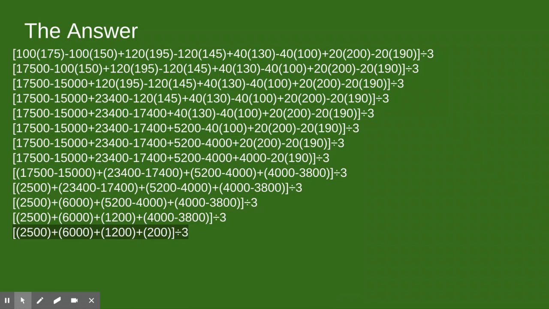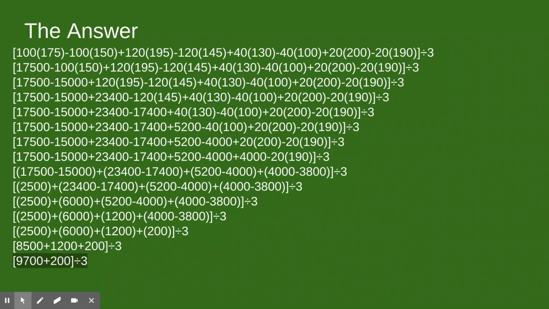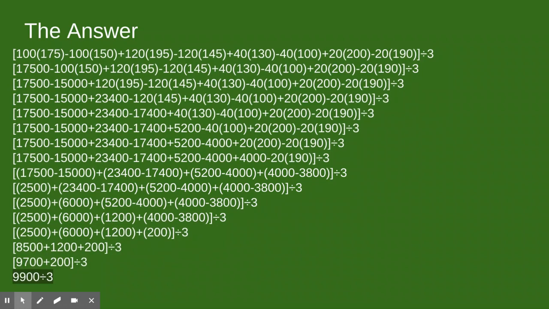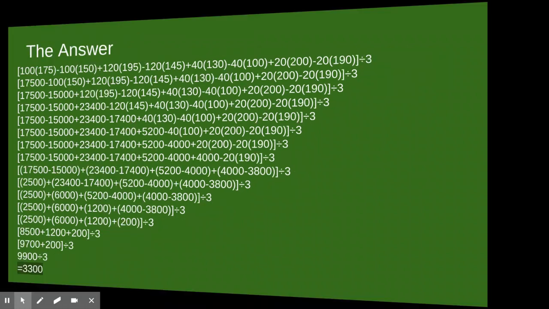Now that we have the total profit, we need to divide it by 3 because they're splitting the profit amongst themselves, and that would equal 3,300. We hope this helped.